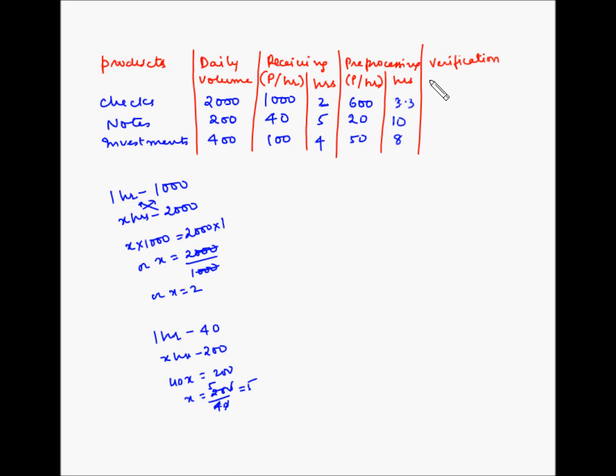First, let's find out the processing rate, that is how many documents can be processed per man hour. So let's say they can perform verification for 700 checks per man hour. Now let's say notes do not need any verification, and investments can be processed at the rate of 150 documents per hour. So based on this, now let's find out how many hours are needed for each of these.